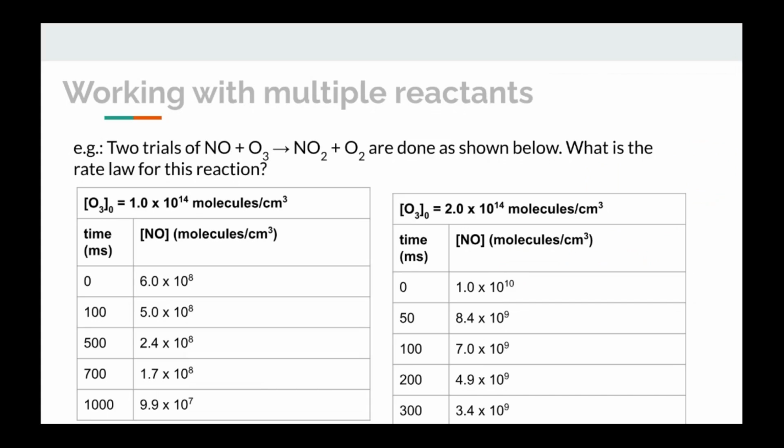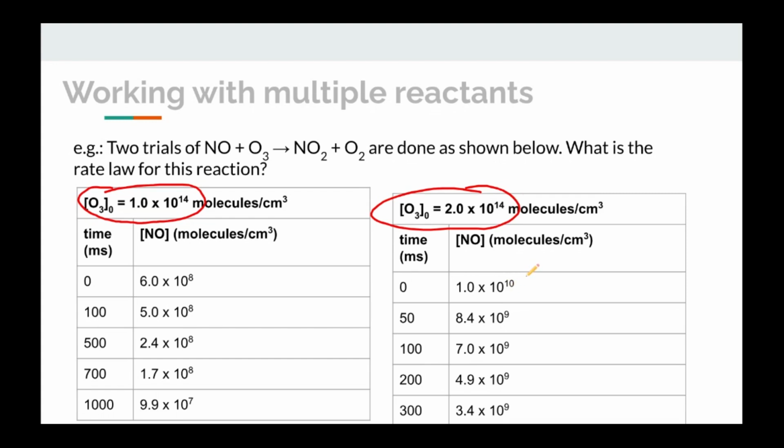Okay, here's an example. Here are two different trials where NO reacts with O3. In one trial, we're going to make the O3 concentration 1 times 10 to the 14th molecules per cubic centimeter, which is way bigger. It's 1,000,000 times bigger than the actual concentration of NO, which is around 10 to the 8th-ish as time goes on. And then in the second run, we're going to double the concentration of O3, so we have a significantly different concentration, but it's still way bigger than the concentration of NO.